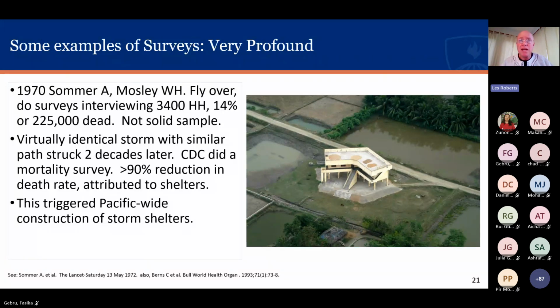Interestingly, 21 years later, a virtually identical storm came, it followed almost exactly the same path, but the population had doubled. And the CDC did a mortality survey showing a 90% reduction in deaths. And they found that the predictor of surviving was getting to one of these hurricane shelters, that this was the protective thing that happened in these communities. And this triggered a massive building of hurricane shelters all across the Pacific Basin. Wow, what a spectacularly influential couple of surveys. Next, please.